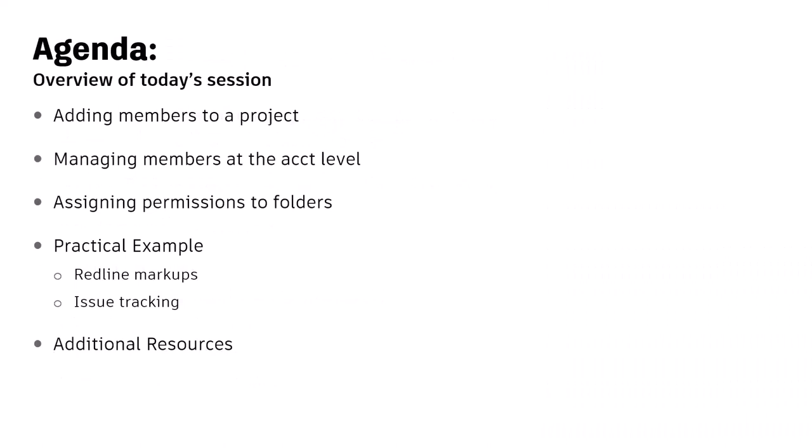We have a lot of things to talk about today. We're going to look at how we can invite members to our project. We'll look at how we can control member permissions, and we can manage our members from both the project level and the account level. We'll look at how we can assign permissions to folders, allowing members to see various things within our project. We'll also go through a collaborative practical example where I'll be creating some red line markups and some issues. I'll assign work to somebody and let them make some adjustments to the work, and then we'll review and sign off on those changes.